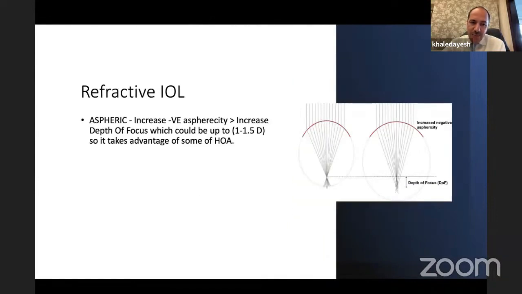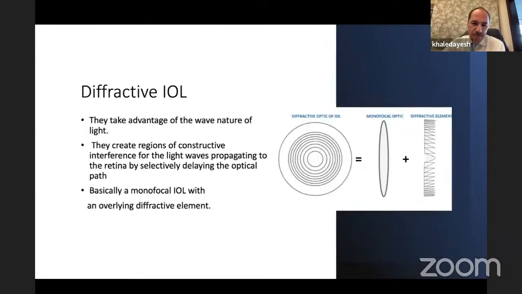Refractive lenses are aspheric lenses, which means that they increase the negative asphericity of the lens, and this increases the depth of focus, which could be up to 1 diopter or 1.5 diopter. And this increased depth of focus takes advantage of some of the higher order aberrations so as to give a near vision. The diffractive lenses take advantage of the wave nature of light.